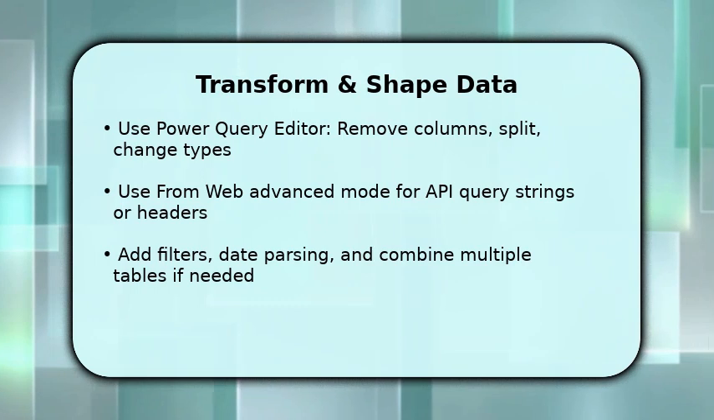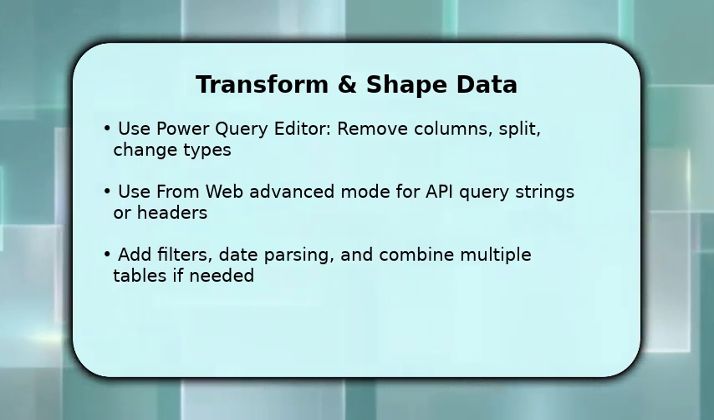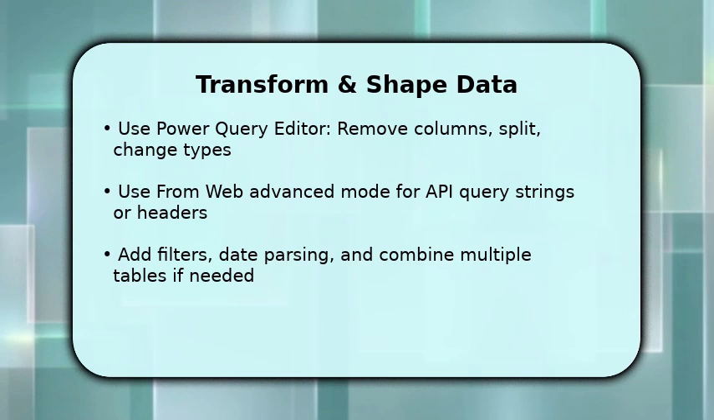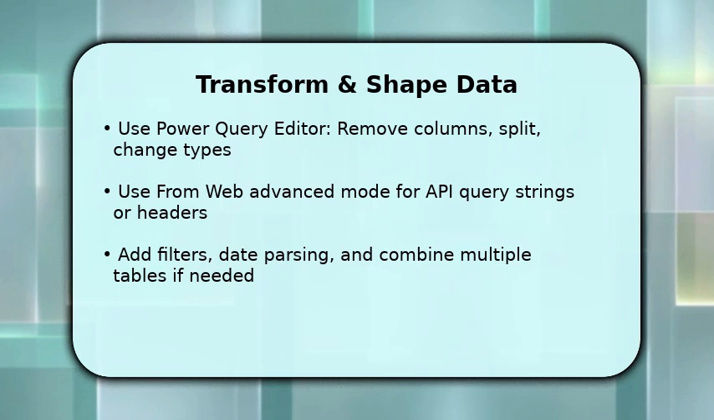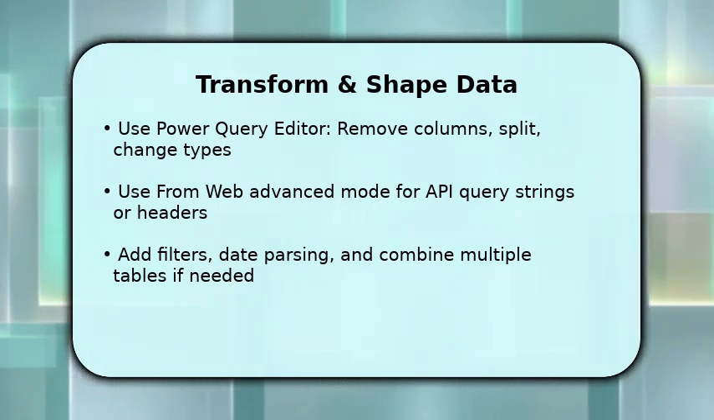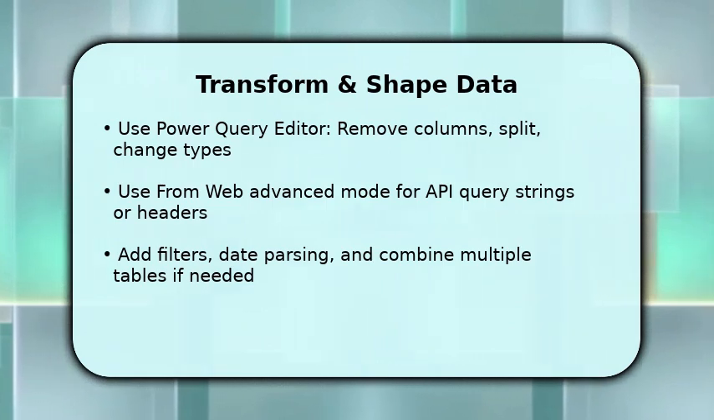If the source is an API, switch to Advanced Mode and append query parameters or headers. This ensures stable results. Once done, use Append or Merge to combine related tables. Make sure to give meaningful column names so downstream formulas and pivots work without surprises.